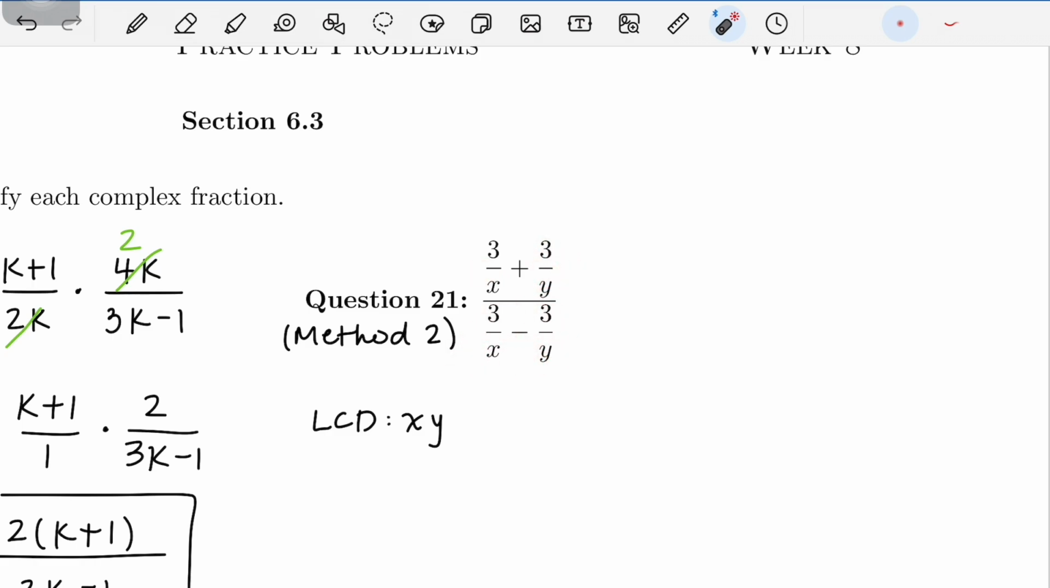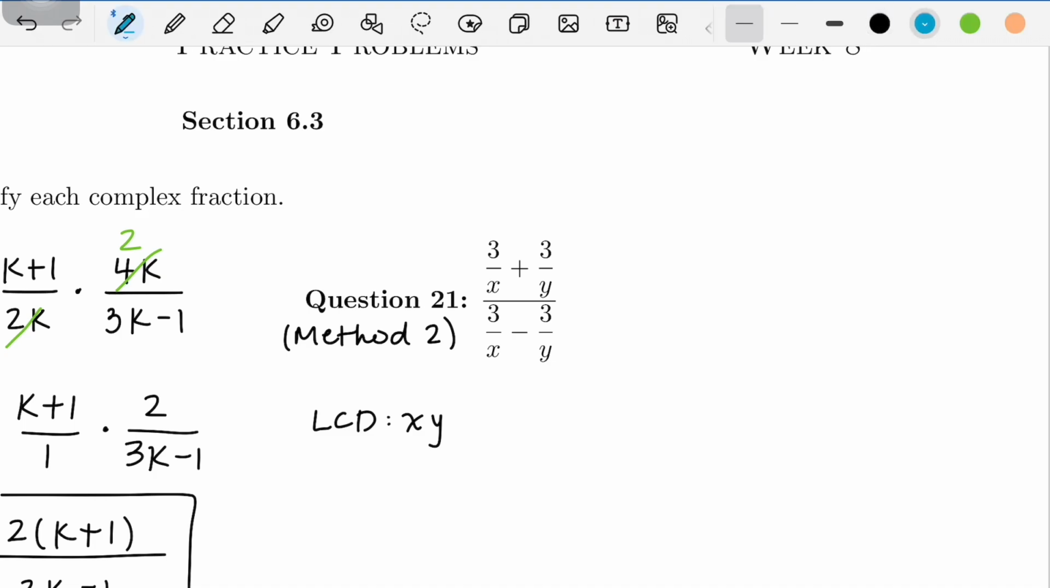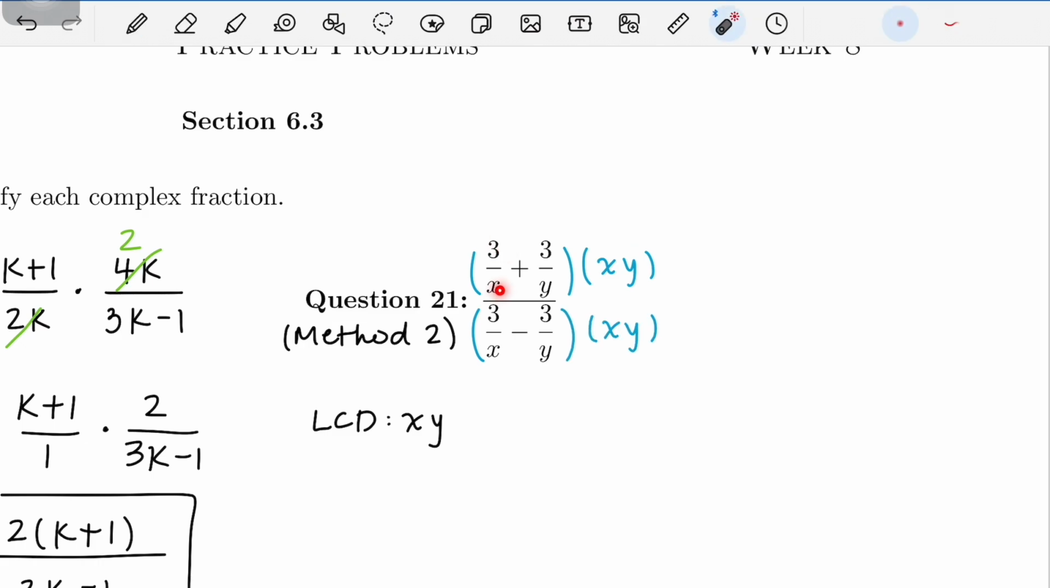So to use this method, like I said, we're going to multiply this complex fraction by our least common denominator. And whatever we do to the top, we have to do to the bottom here. Just like when we're trying to get a common denominator for a fraction, we have to multiply the top and bottom by the LCD. Same here for a complex fraction, we're going to have to multiply the top and bottom of our complex fraction by the LCD.